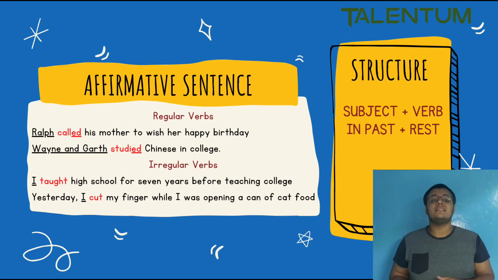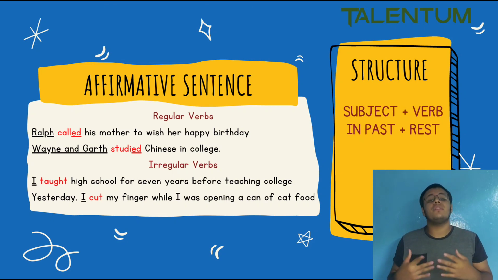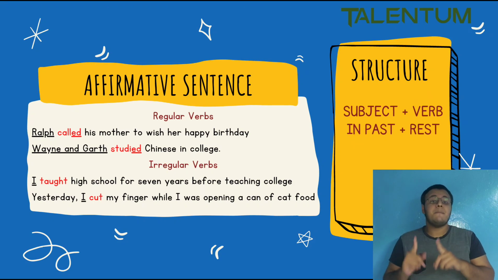Now we're going to see the different structures in which the simple past can be used. We have the affirmative, the negative, and the way to make questions. First we're going to see the affirmative. We have here a little formula to help you follow along. First we have the subject, then we have the verb in past, and lastly we have the rest of our sentence.